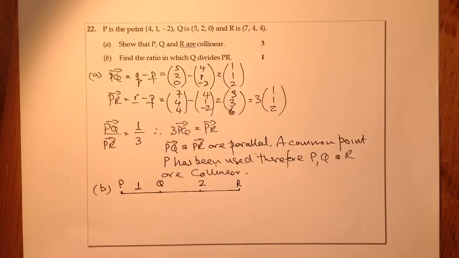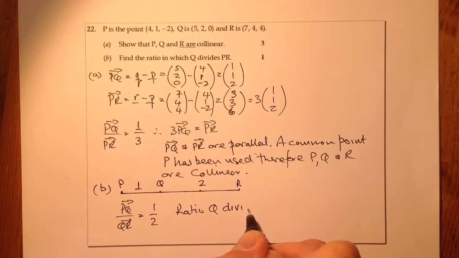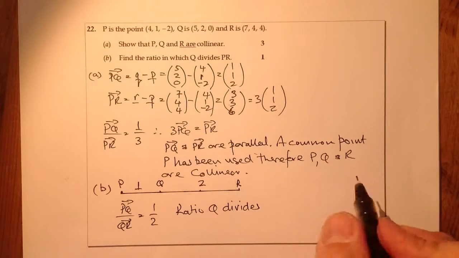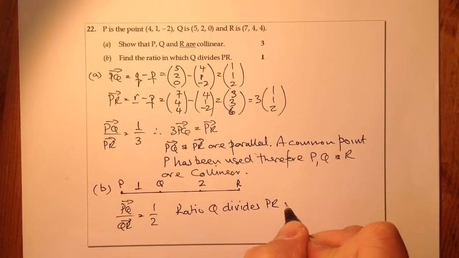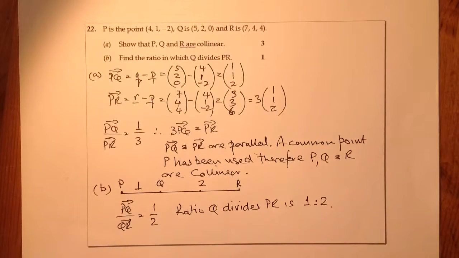Okay, so from there, what I'll do is I'll just write down PQ all over QR. It's going to be equal to 1 to 2. And that's really just going to be my ratio. So the ratio in which Q divides PR is just going to be 1 to 2, as written out as a ratio.